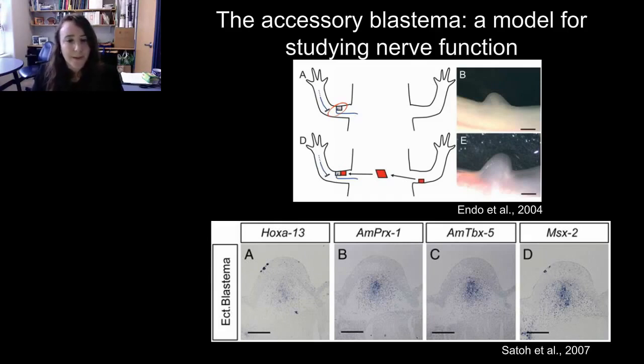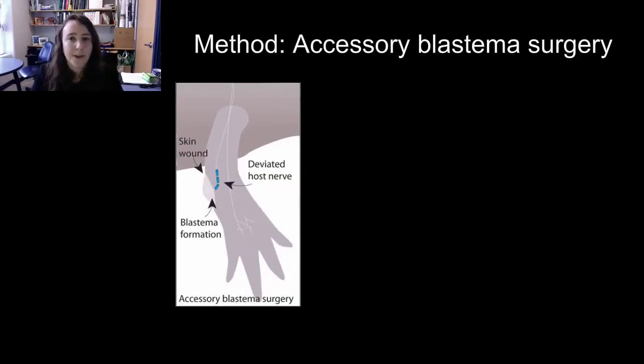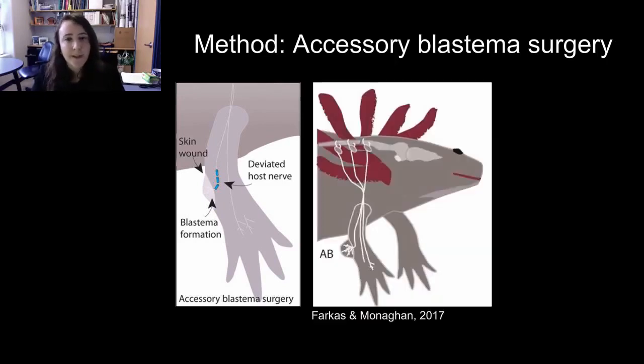So down on the bottom there, those are in situs that look for blastema markers. And these bumps produce pretty much all the same markers as a blastema does. So what this shows us is that all you need to form a blastema is a wound, again, a really simple one, and the cut end of a nerve. And we use this to our advantage to study whether or not nerves have inhibitory signals as well. So here are a couple of other diagrams of this model. You can see that we deviate that nerve, so we cut it, we grab it and move it, it forms a blastema. Here's yet another example of how this works.